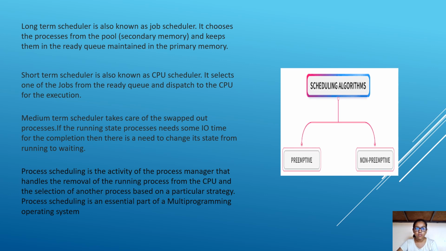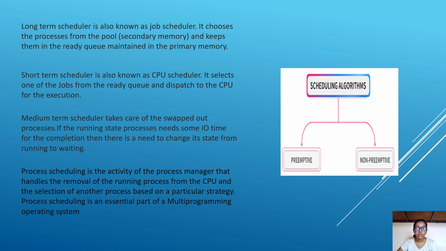Long-term schedulers are also known as job schedulers. They choose the processes from the pool, that is the secondary memory, and keep them in the ready queue maintained in the primary memory. Short-term schedulers are also known as CPU schedulers. They select one of the jobs from the ready queue and dispatch it to the CPU for execution. Then medium-term schedulers take care of swapped out processes. If the running state process needs some IO time, that is input output time, for completion, then there is a need to change its state from running to waiting.